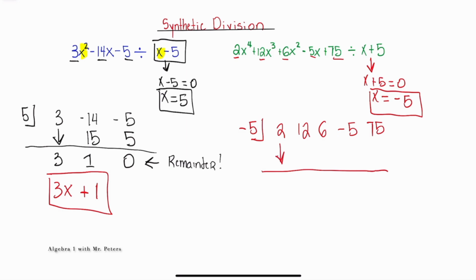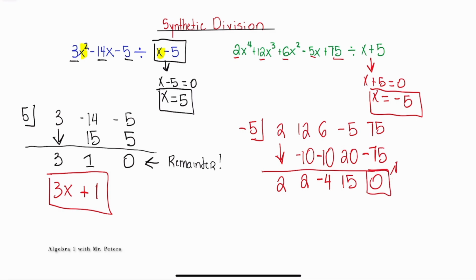We bring this 2 down. And now we're going to start this process off by multiplying and then adding again. So negative 5 times 2 gives us a negative 10. When we add 12 and negative 10, we get positive 2. We multiply negative 5 and 2 again to get negative 10. When we add 6 and negative 10, here goes a negative 4. Negative 5 times negative 4 is going to give me a positive 20. Negative 5 plus 20 gives us 15. And when we multiply negative 5 and positive 15, this is going to give us a negative 75.